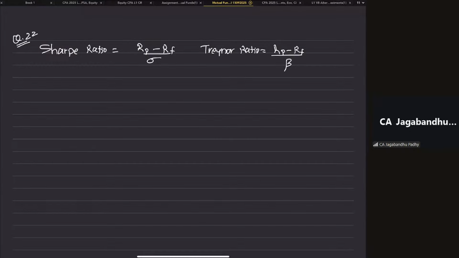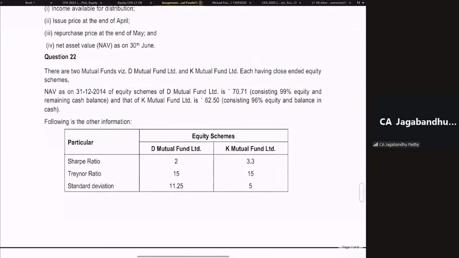Correct, guys? Sharpe ratio is return of portfolio minus risk-free upon standard deviation. Treynor ratio is return of portfolio minus risk-free upon beta. Correct? Okay. So now we have two mutual funds, one named D mutual fund, another named K mutual fund, each having a closed-ended equity scheme. NAV as on 31st of December 2014 of equity schemes D mutual fund is 70.71, which consists of 99% equity and remaining cash balance.